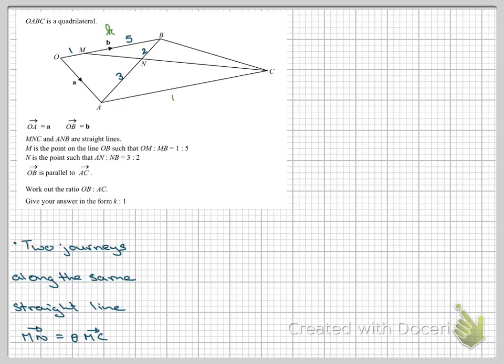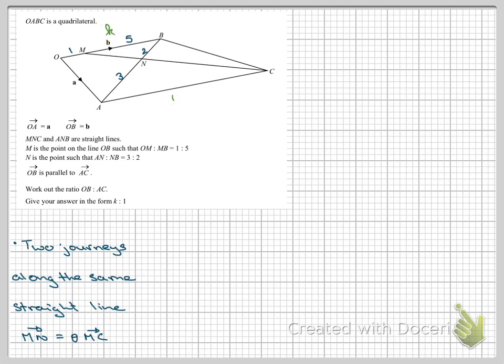We have the quadrilateral shown here, OABC, and I've added in all the relevant bits. O to M to B is in the ratio of 1 to 5, A to N to B is in the ratio of 3 to 2, and our job is to find the ratio of OB to AC, and they want this in the form of K to 1.